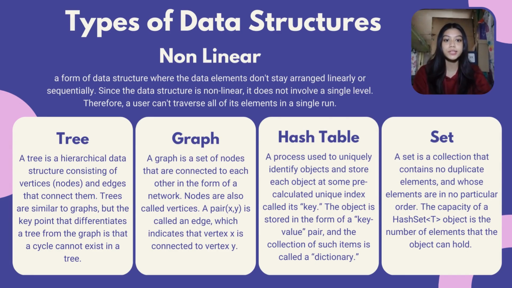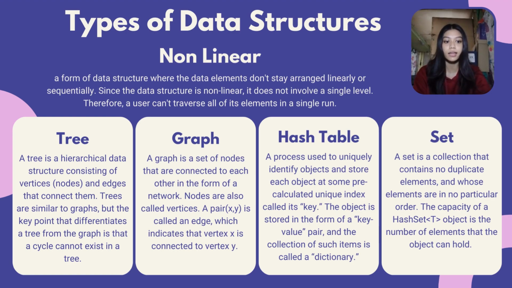After the linear data structures, we have nonlinear. Nonlinear is a form of data structure where the data elements don't stay arranged linearly or sequentially. Since the data structure is nonlinear, it does not involve a single level. Therefore, a user can traverse all of its elements in a single run. We have tree, graph, hash table, and set.